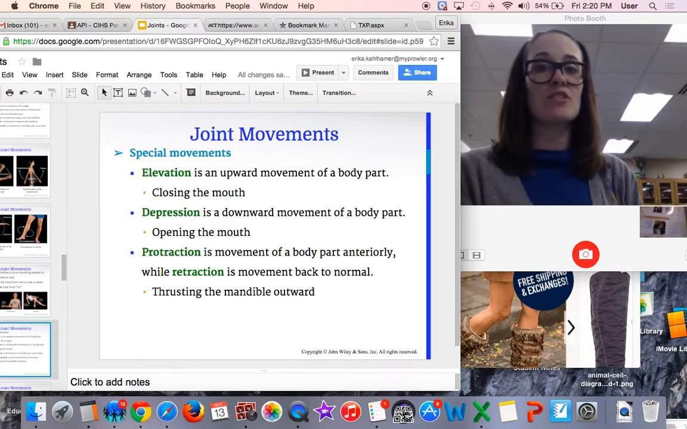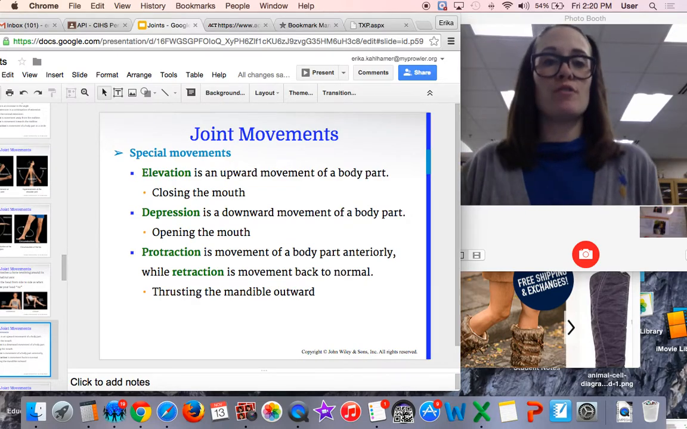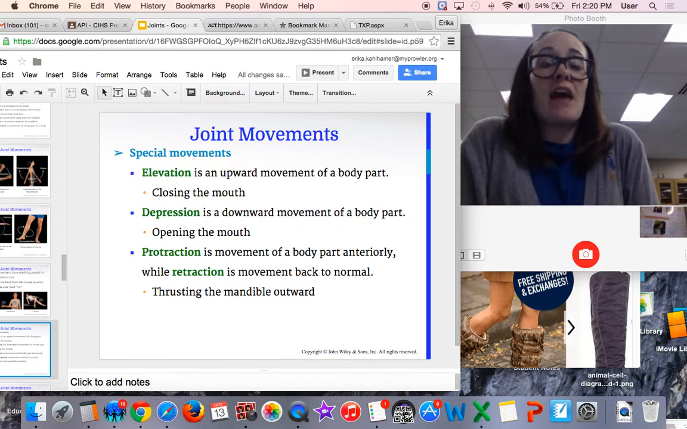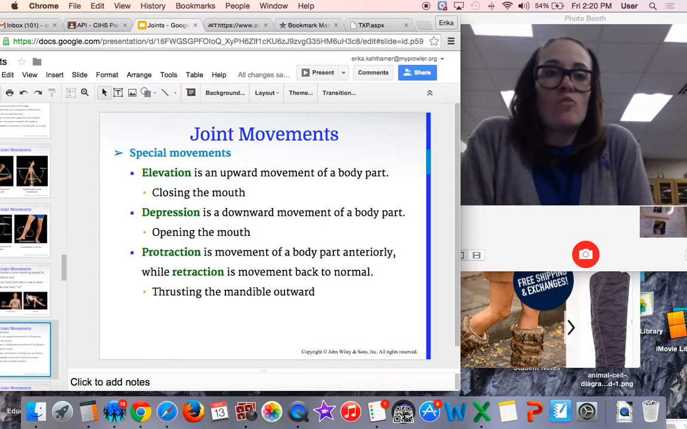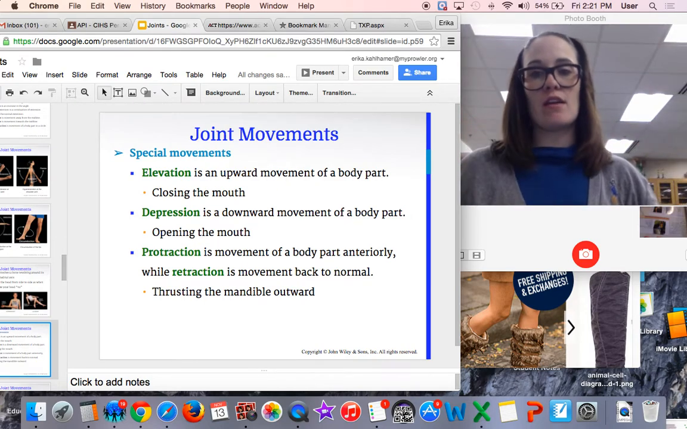And then here are other special movements. Elevation is the upward movement of any body part. I just closed my mouth, so I elevated that joint. If you take your shoulders and elevate your shoulders. The opposite of that is depression, the downward movement of a body part. So opening the mouth or putting the shoulders down, you're moving that down.